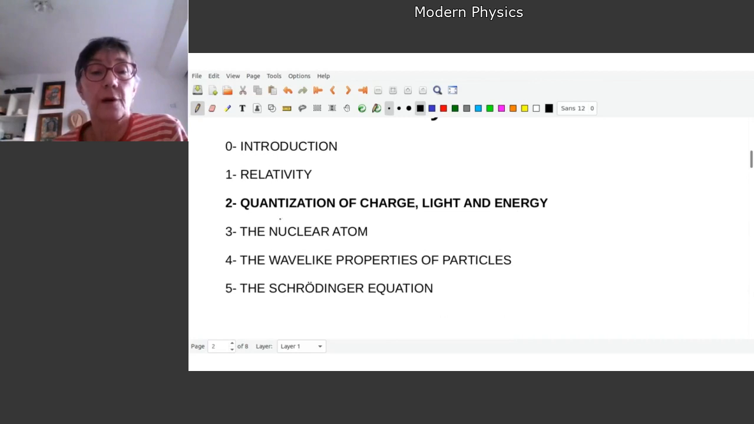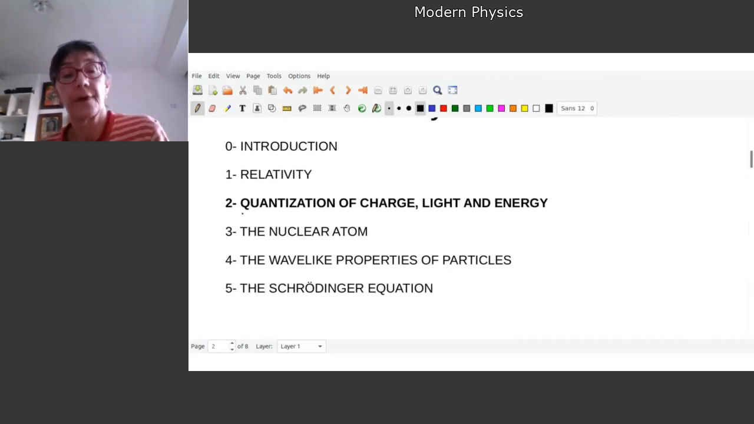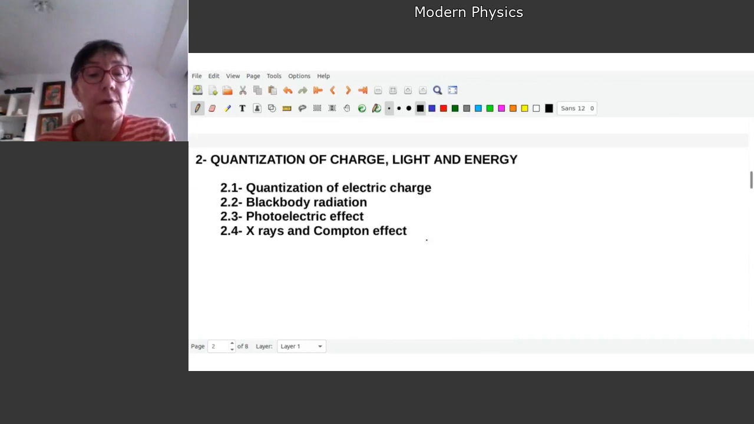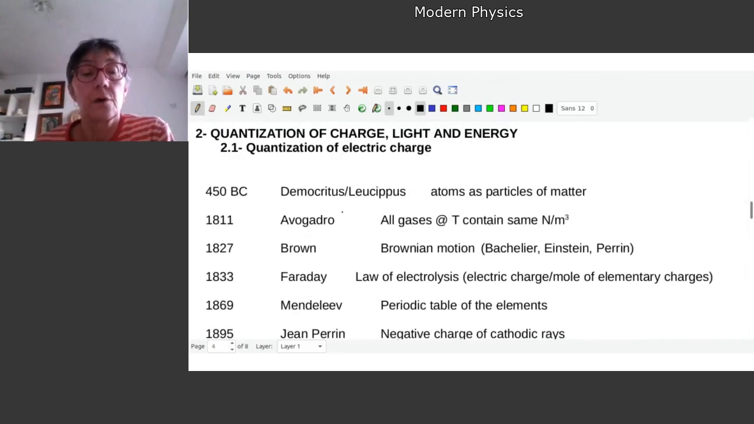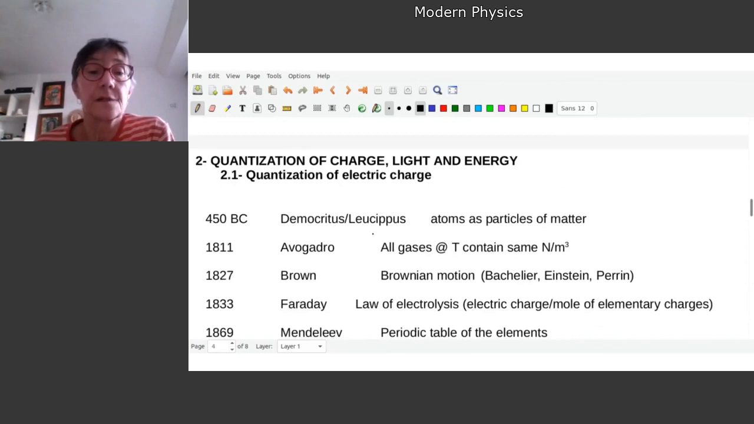And after that, we will have all the discoveries on the structure of the atoms. Okay, that followed actually what we will see today, quantization of charge and of energy, okay? So we have 4 parts: quantization of electric charge, blackbody radiation, photoelectric effect, and X-rays and Compton effect. Okay, so only to begin, it is modern physics.